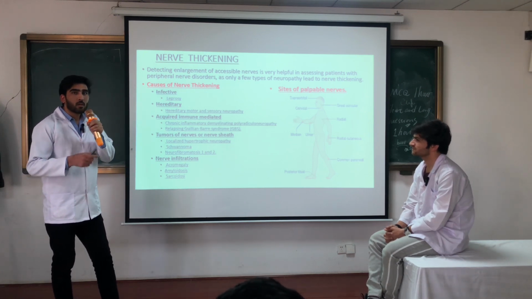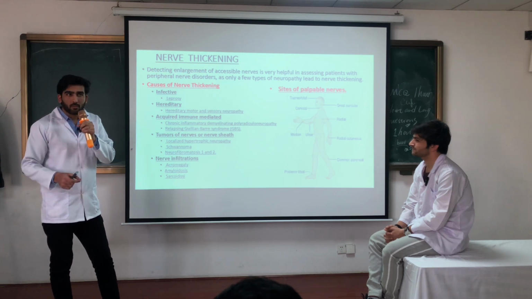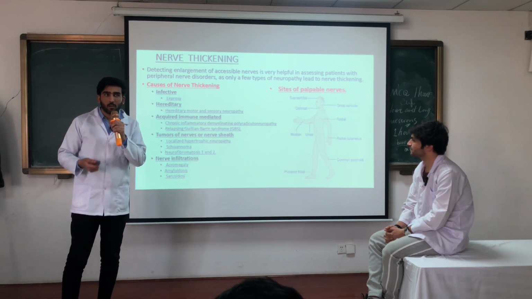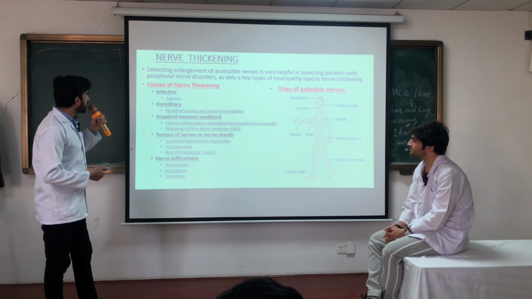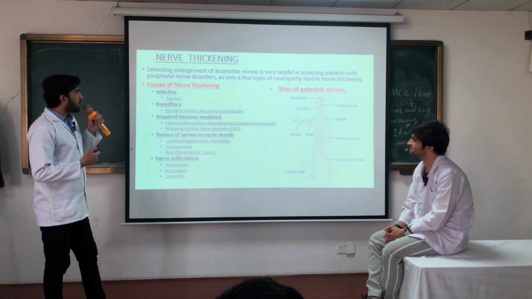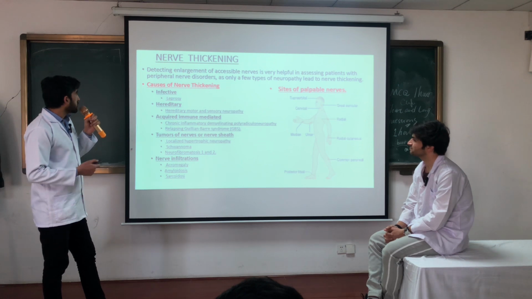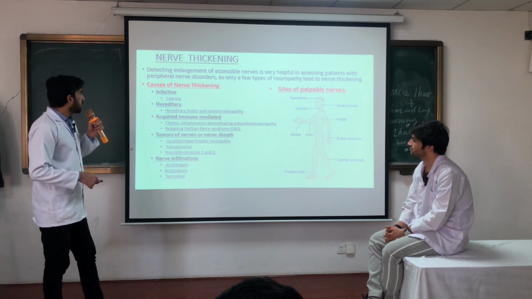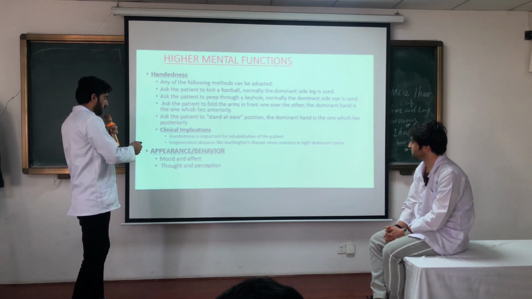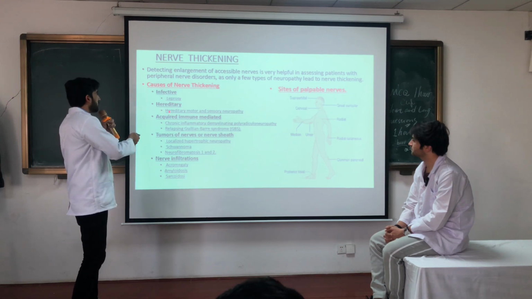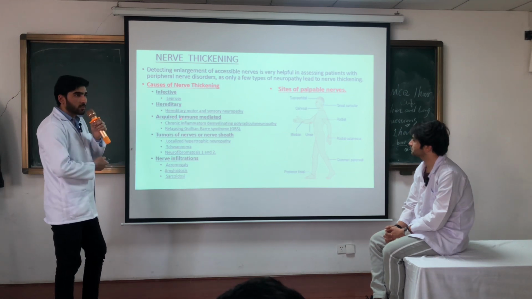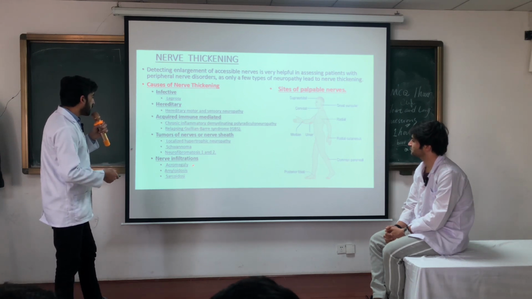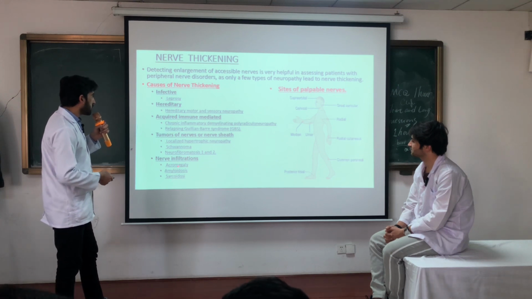The main important thing is that we palpate peripheral nerves, because there are some diseases which involve the nerves and can lead to thickening of those nerves. So what are those nerves? Detecting enlargement of the accessible nerves is very helpful in assessing the patient with peripheral nerve disorders, as only a few types of neuropathy lead to nerve thickening. These are the causes of nerve thickening. Most importantly is infective, which is leprosy, and others like tumors, nerve infiltration like acromegaly and amyloidosis, and hereditary.